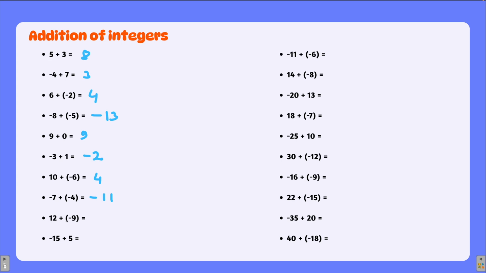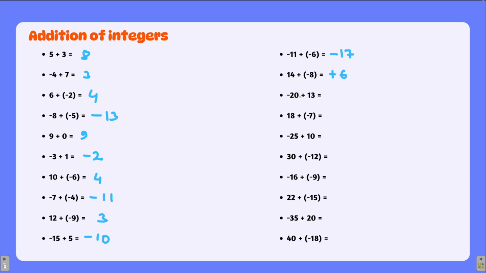Now 12 plus minus 9. So 12 minus 9 is 3 with a positive sign. Minus 15 plus 5. So it is minus 10. Next, minus 11 plus minus 6. It is minus 17. 14 plus minus 8. It is minus 6. Sorry, it's plus 6. So we subtracted 8 from 14 and put the sign of the greater number.